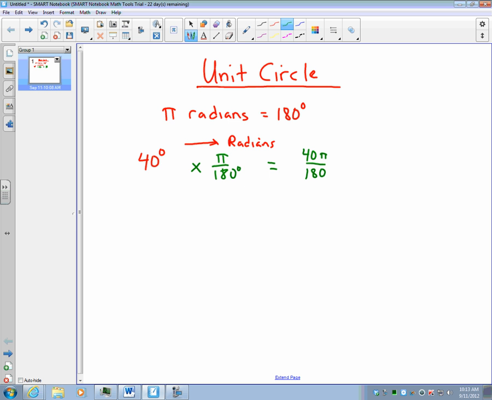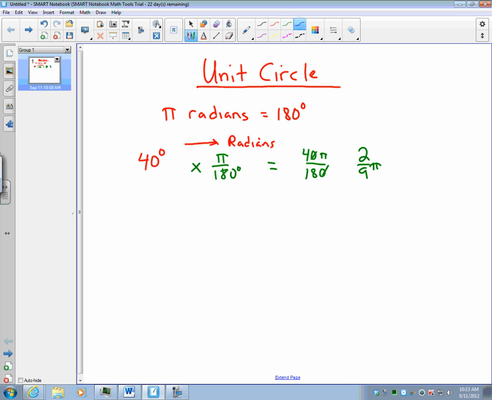So here you can see the zeros cancel out. And I'm left with 4 over 18, which reduces to 2 over 9 pi. So you can write it like 2/9 pi, or you can write it as 2 pi over 9. Either one is fine, of course. Okay, that's how you convert from degrees to radians.